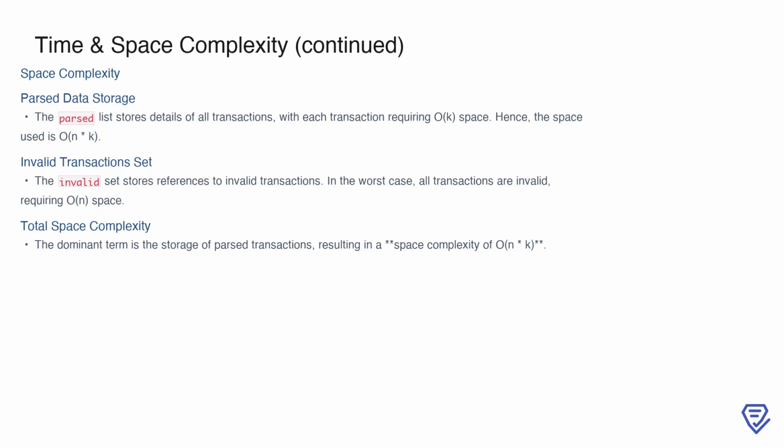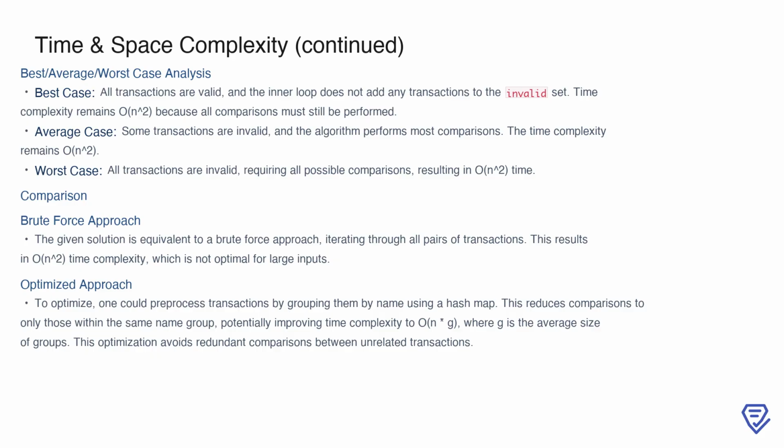Looking at the different scenarios for the algorithm, in the best case, all transactions are valid, meaning the inner loop does not add any entries to the invalid set. Even so, the algorithm must still compare all transaction pairs, keeping the time complexity at O(n squared). In the average case, some transactions are invalid, but the number of comparisons remains roughly the same, so the time complexity also stays O(n squared). In the worst case, all transactions are invalid, requiring every possible comparison, which results in the same O(n squared) time complexity.